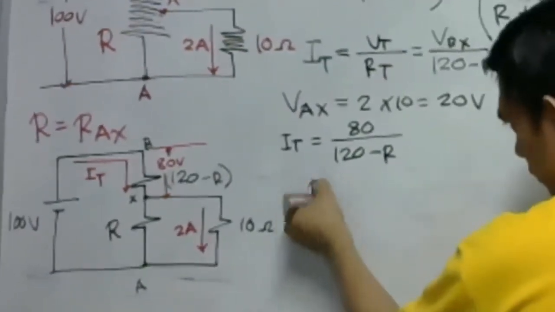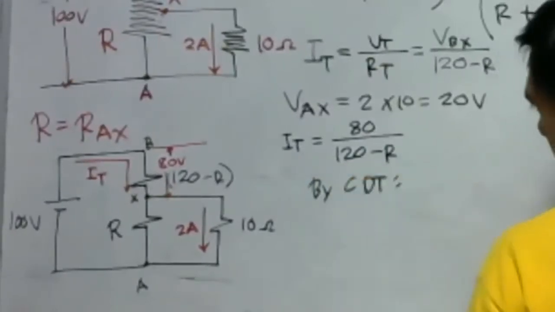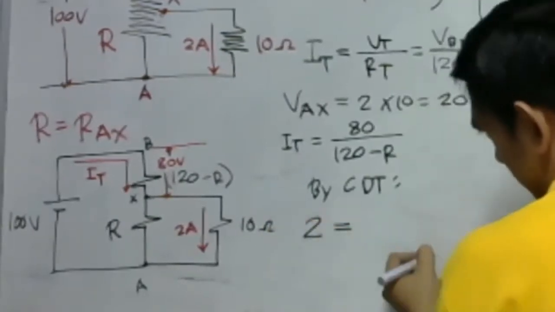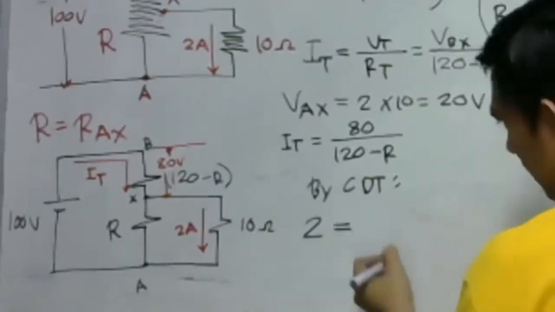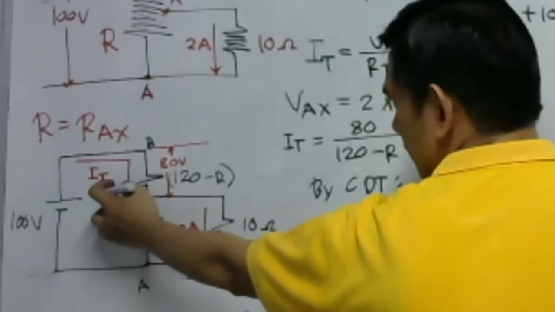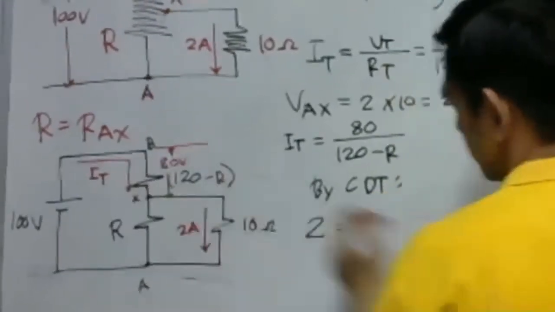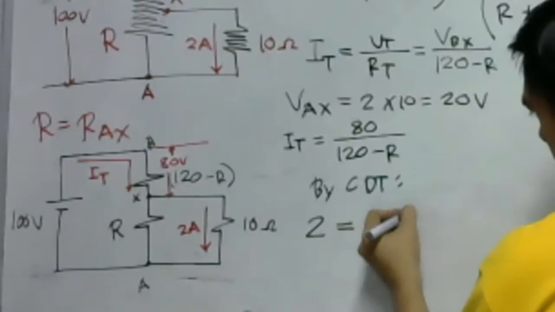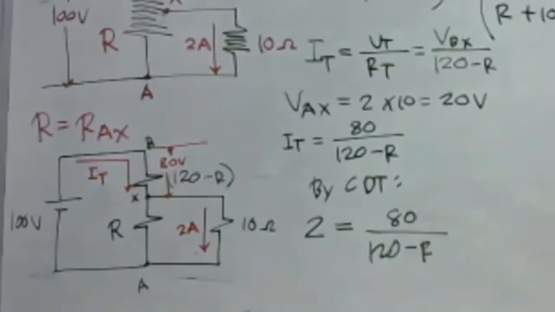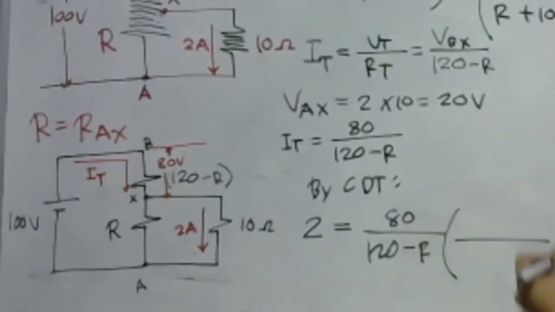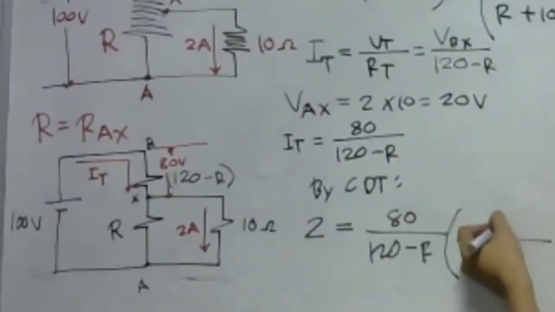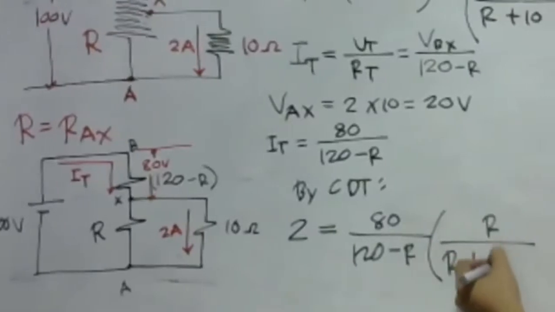By current divider theorem, okay? By current divider tayo ha. Yung 2 ampere natin, that is equal to what? Our 2 ampere is equal to I total, okay? What is our I total here? 80 over 120 minus R. Then multiplied by the opposite resistance, which is simply R, over R plus 10.